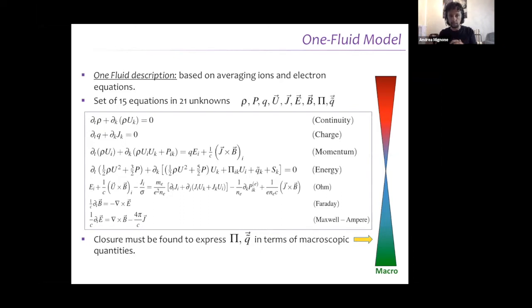Then you have a set of 15 equations in 21 unknowns, which are reported here. And still you need to adopt some closure to express the pi. So this big pi is the pressure tensor, while Q represents the heat transfer term. Okay. And then you are down here. So as you can see, through the derivation, we have moved down from top to bottom, so from small to large scales.